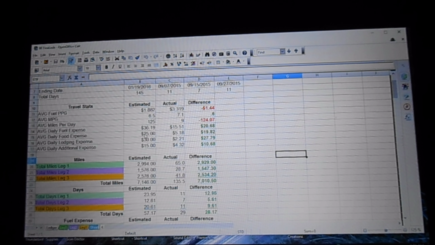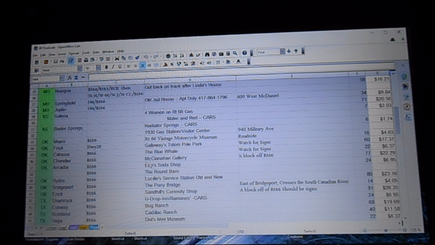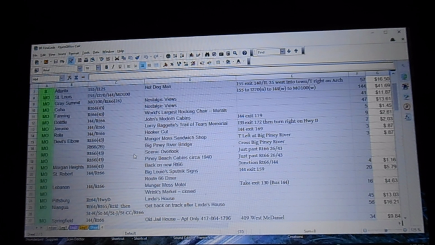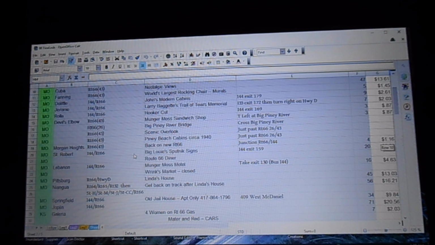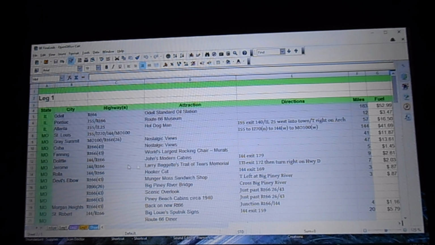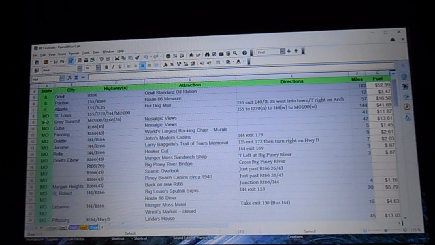Then there's areas here to put in the budget numbers for food expense, lodging expense, and additional expenses. You take all these numbers and they all transfer to these pages. I've got one for each leg. This particular one is for leg 1, the Route 66. And it's just an input sheet. Have the state over here.